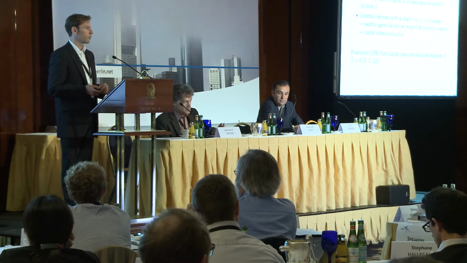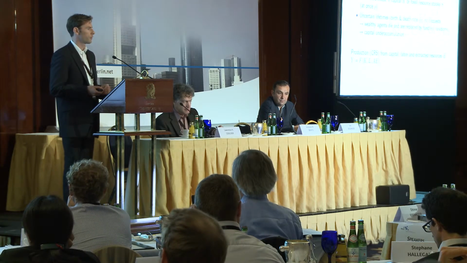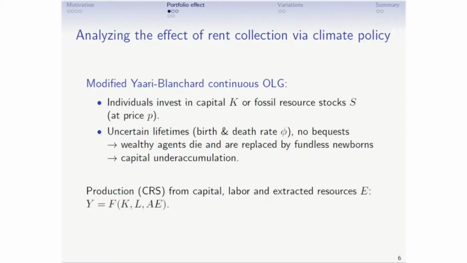On the production side, we don't have two consumption goods, but just one, unlike the double dividend models. And we assume the production has constant returns to scale in capital, labor, and an improved resource. So in the production function, the E is the extracted amount of the resource, and A is the resource efficiency.